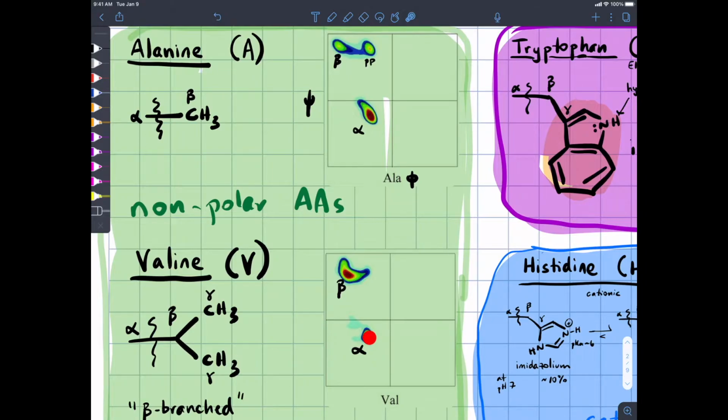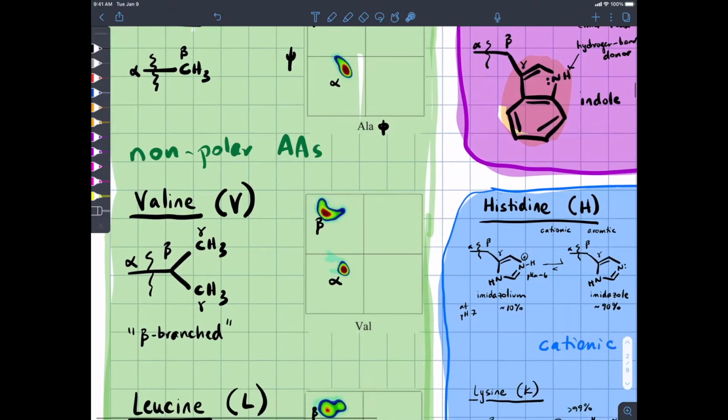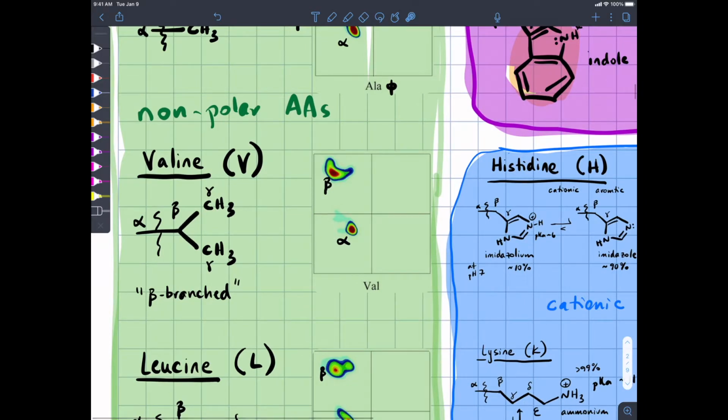Valine is happy in alpha helices. It's more happy than alanine in beta sheets, and that is because of this branching. And then it doesn't really fit well in the polyproline helix type area. So already we're seeing some differences in context, and this is one of the ways that sequence can influence structure.